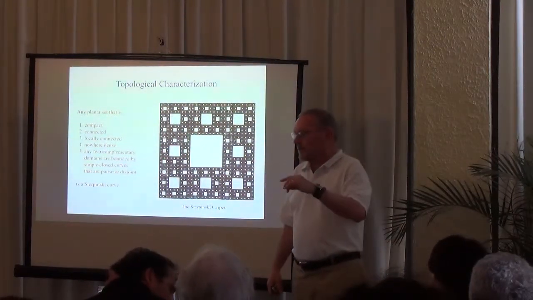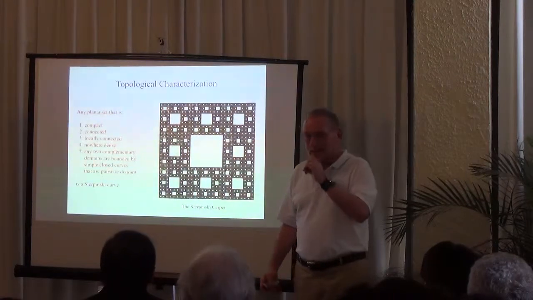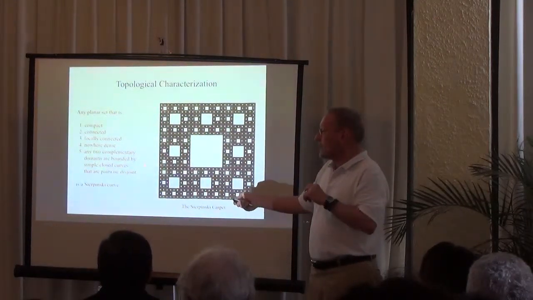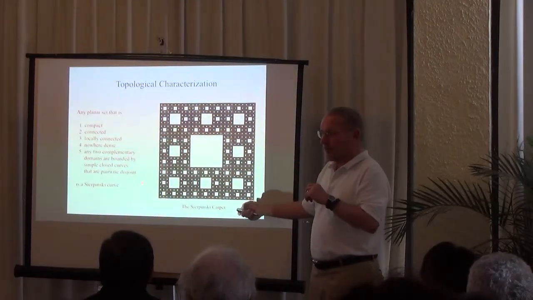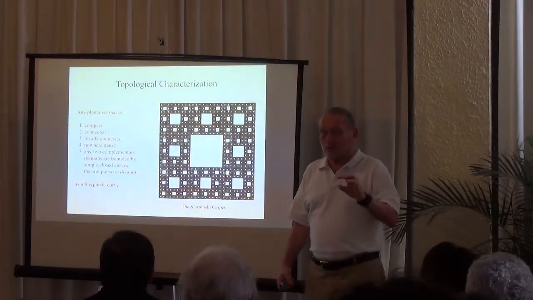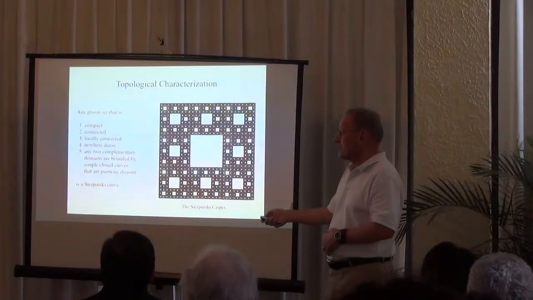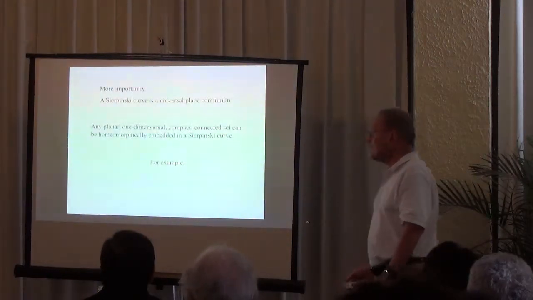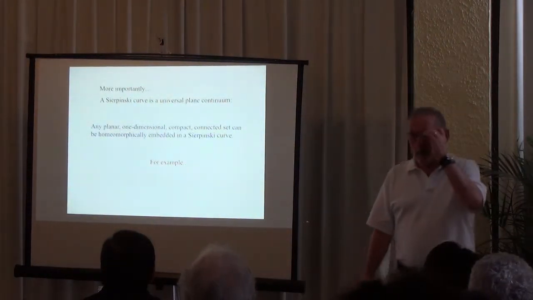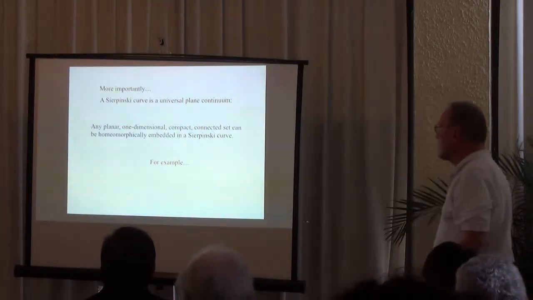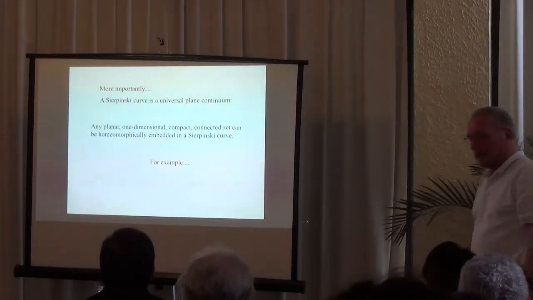But if you're an expert in complex dynamics, you know that showing four and a half of these properties is trivial when you look at the Julia set. So it's easy to show that certain Julia sets are Sierpinski curves. And here's the final reason why the carpet is so important. It's what we call a universal plane continuum.